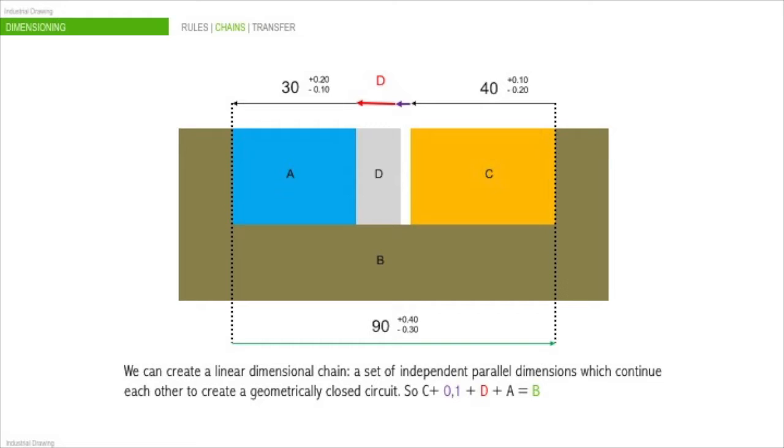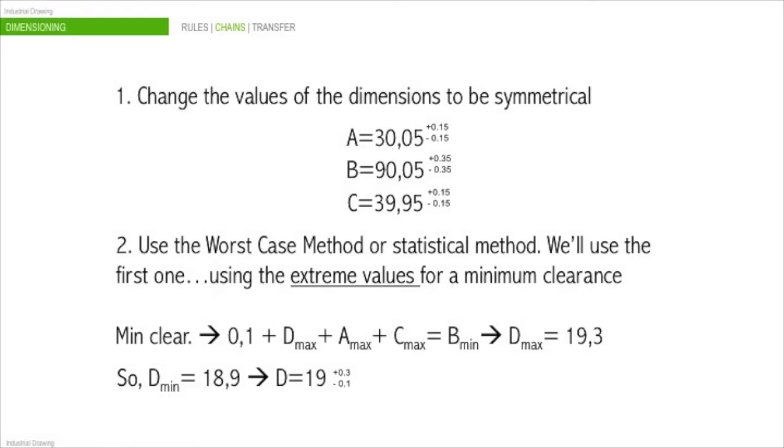So in this case, we can create an equation with the measurements. So C plus 0.1, which is the clearance, plus D plus A equals B. The first thing we have to do is changing the values of the dimensions to be symmetrical. Now, to solve the chain, we can use the worst case method or statistical methods. We'll use the first one.